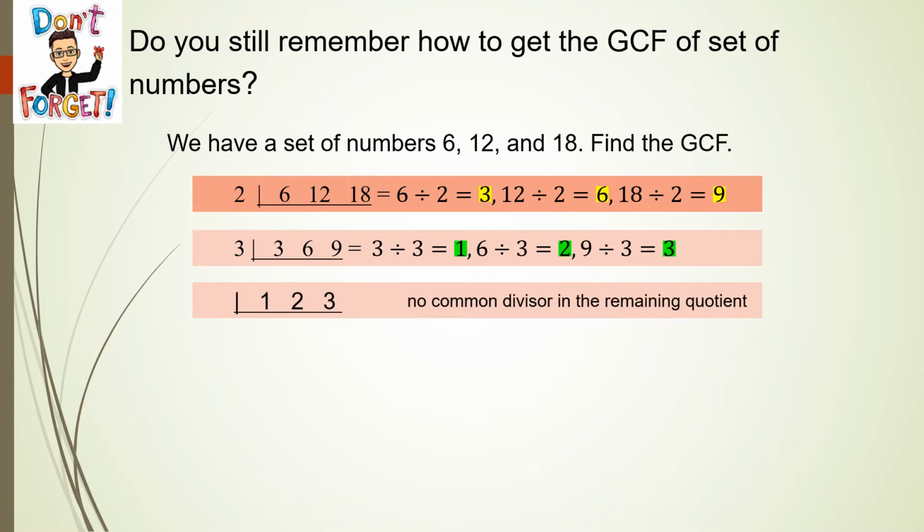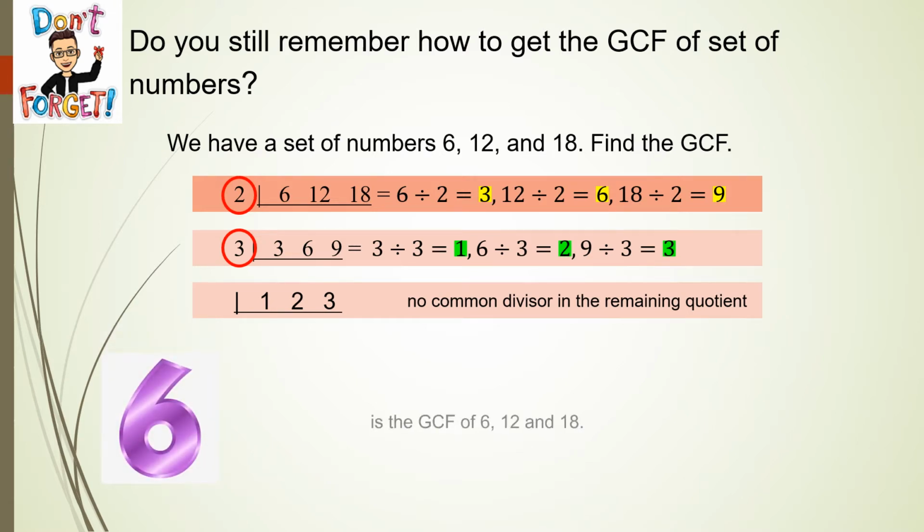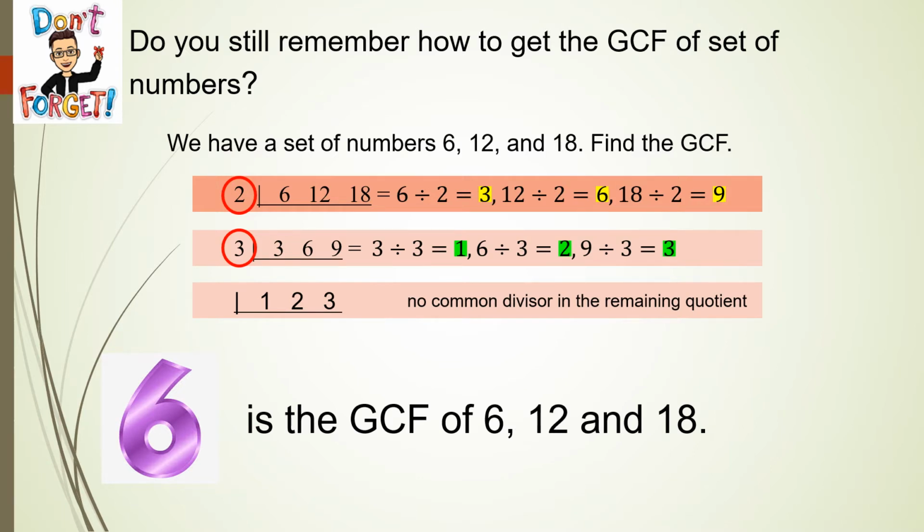So there is no common divisor in the remaining quotients. Therefore, we're going to multiply now 2 and 3, which gives us the product of 6. And 6 now is the GCF of 6, 12, and 18.